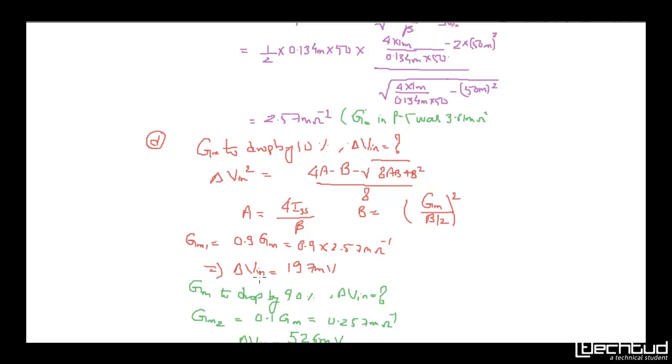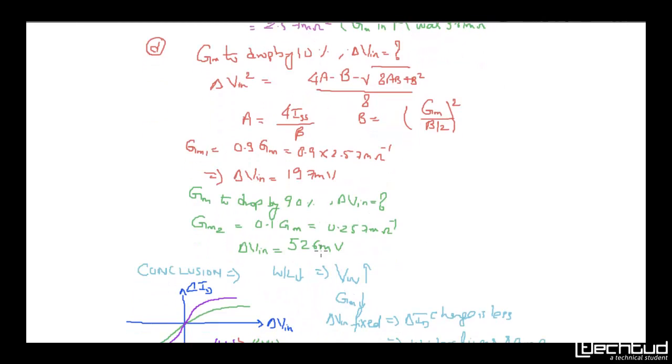So what we are seeing here is that it can support a wider range. In the last problem, in problem session 5, this delta V in was coming out to be 139 millivolts, and here it is 197. So it can support a wide range of delta V in for the same GM. And if GM is to drop by 90%, then delta V in comes out to be 526 millivolts, and earlier it was 372 millivolts. So the GM change will be the same, but the delta V in required to put up the same change will be more here. So in a way it can have a higher linear range.